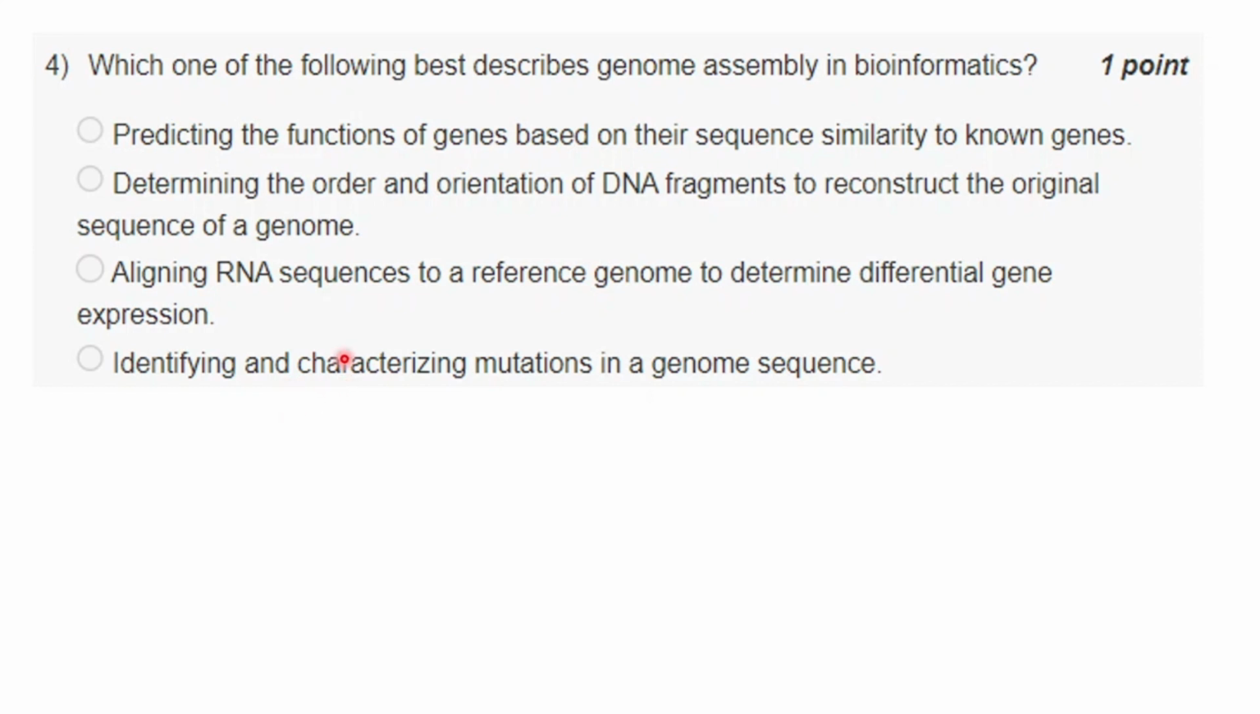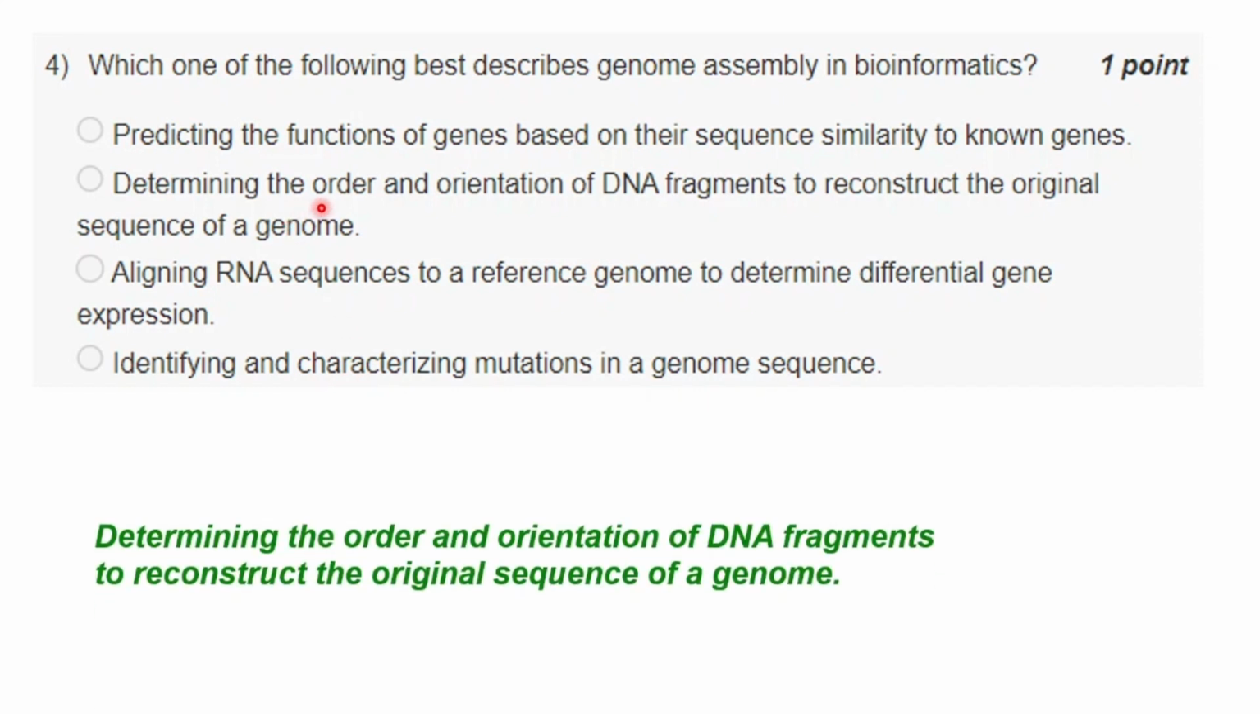However, the accuracy of identifying mutations in a genome assembly can depend on a variety of factors, including the quality and completeness of the reference genome, and the accuracy and coverage of the sequencing data. Therefore, other tools such as variant calling pipelines or comparative genomics methods may be used in addition to genome assembly to identify and characterize mutations in a genome sequence. Okay, so all in all, the second option is the correct one.